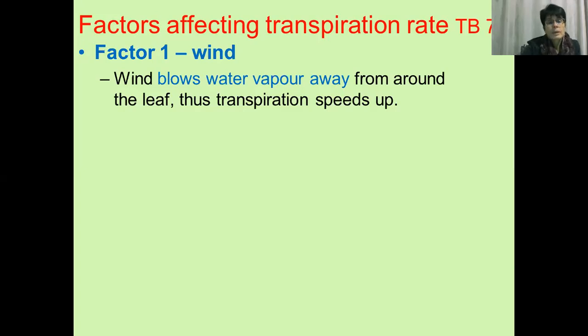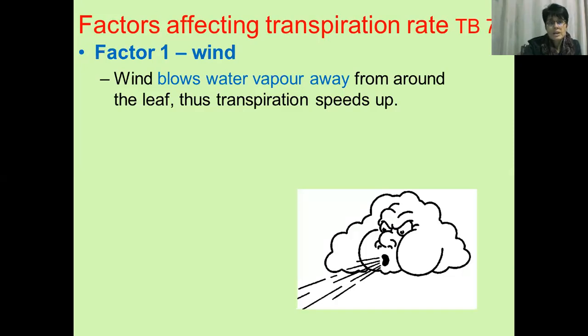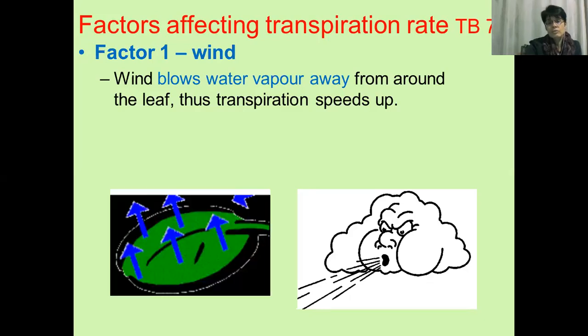If you think about it, if there's wind, the wind is going to blow the water vapor around the outside of the plant, so therefore more can transpire out, because then the gradient from outside to inside is maintained. If the water vapor stays near the leaves, then no more water vapor is going to leave the leaves, because there's not a big enough gradient from inside to outside. So if water vapor is blown away from the leaves, more can transpire out of the leaves. So wind increases the rate of transpiration.